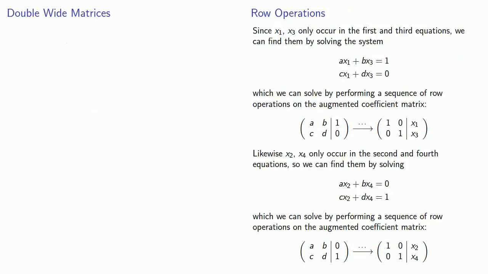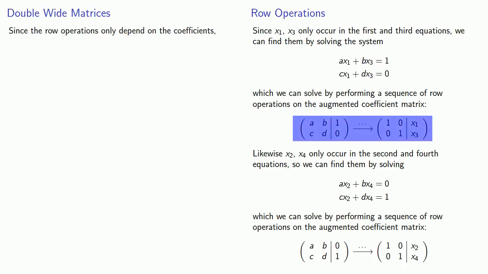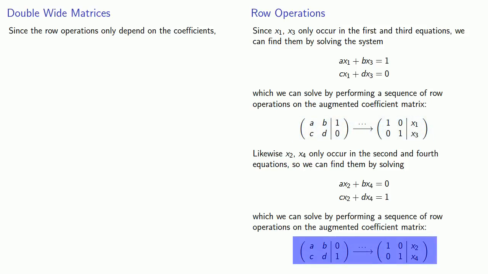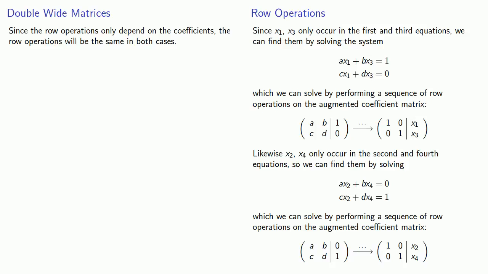But it's important to remember that the row operations only depend on the coefficients. So whatever row operations we need to solve for x1 and x3, we need to apply these same row operations to solve for x2 and x4. In fact, the only difference between the two of them is going to be what happens to the constant terms.